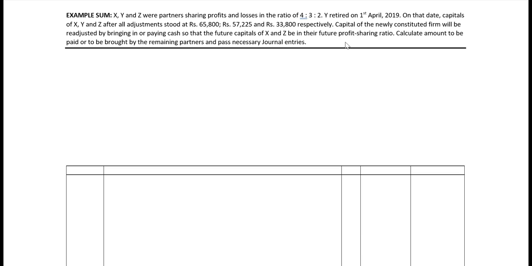So this statement saying that the capital of the newly constituted firm will be readjusted by bringing in or paying cash so that the future capitals of X and Z will be in their future profit sharing ratio, tells us that it's the second method of adjustment of capital where the capitals of the continuing partners should be in the NPSR. Further, in this example sum, we need to make the adjustment through cash because it says by bringing in or paying cash. So let's go ahead with the working notes first.